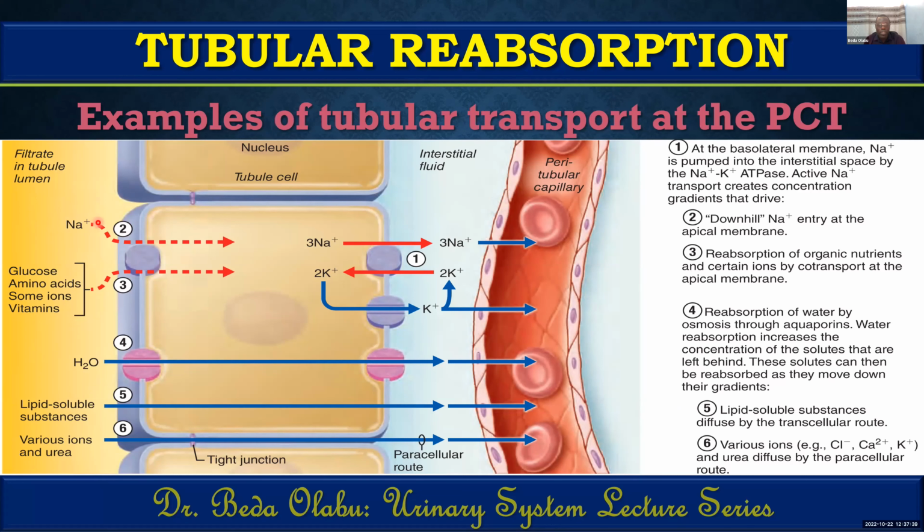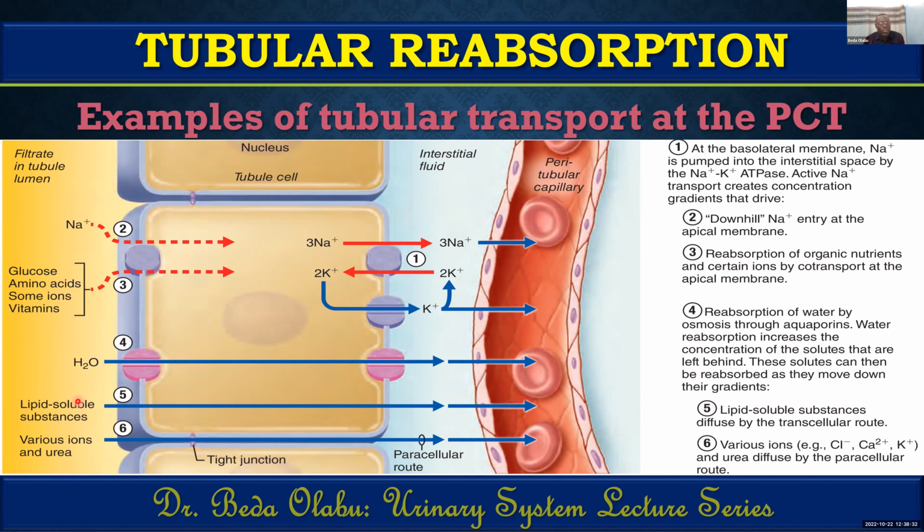Now, usually, the movement of sodium into the cell is coupled with some other substances like glucose, amino acids, and even other ions and vitamins. And so it's a co-transportation kind of mechanism. Now, number 4 shows you movement of water from the lumen into the cell and from the cell into the interstitial space and eventually into the bloodstream. Usually movement of water will be through paracellular transport, simple diffusion, but also through the cell using what we call aquaporins. These are water channels that allow water movement. They're called aquaporins.